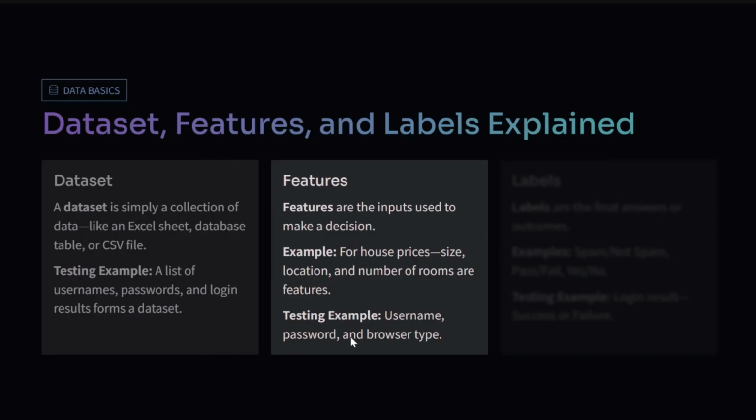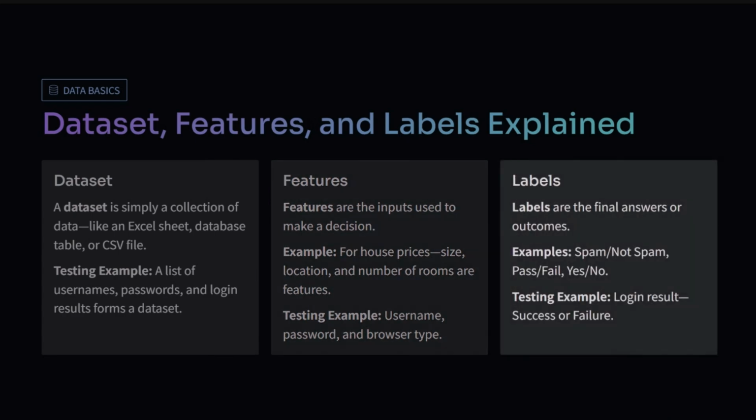Right? In the context of testing, we can think that username, password, browser type, all these details based on which we need to test the website are the features. Now talking about labels, let's suppose we have an entire record of features like the username, the password, and the browser type. Based on all these features, we are trying to test a website.